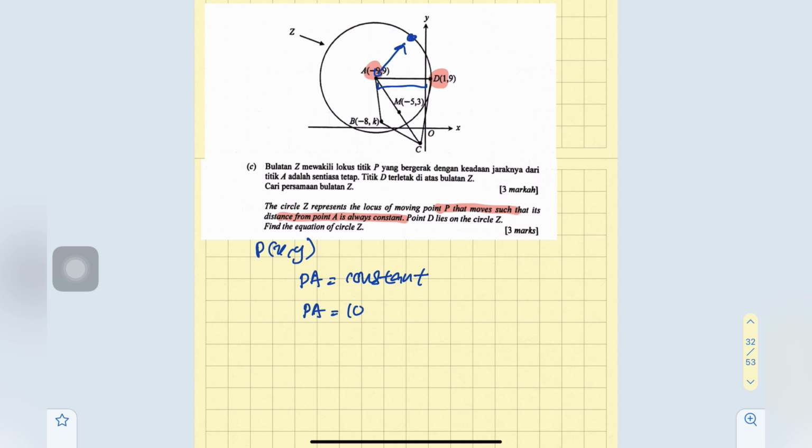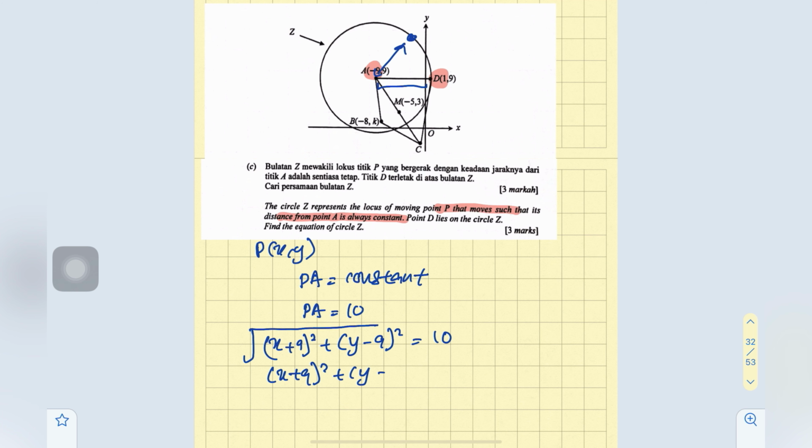Okay, formula of distance. Okay, x1 minus x2. So kat sini berapa? So kita dapat x minus -9, so x plus 9, squared, plus y minus 9 squared, equals 10. Okay, so kita selesaikan je lah. So this one (x plus 9) squared plus (y minus 9) squared sama dengan 10 squared. Kita squaredkan both side sebab kita nak eliminate the square root.